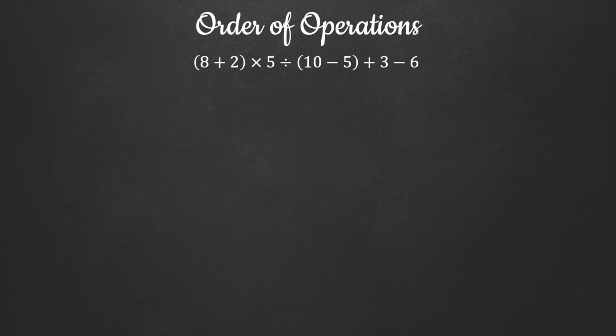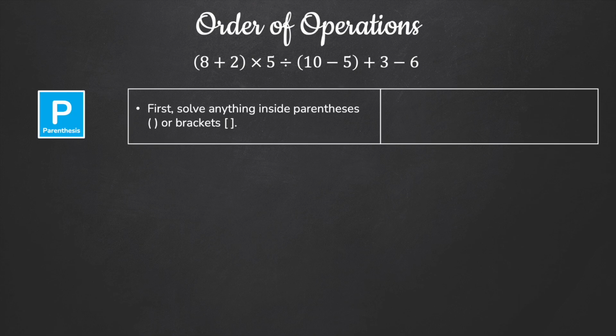Here we have another example. In parentheses, we have 8 plus 2, then times 5, divided by, in parentheses, we have 10 minus 5, then plus 3 minus 6. And again, we're going to use order of operations to help us solve this expression. And we'll also be using PEMDAS to help us figure out what to do first. So using our acronym PEMDAS, P comes first, so we're first going to solve anything inside parentheses. In this case, we have 2 sets of parentheses, so we're going to work on both of those.